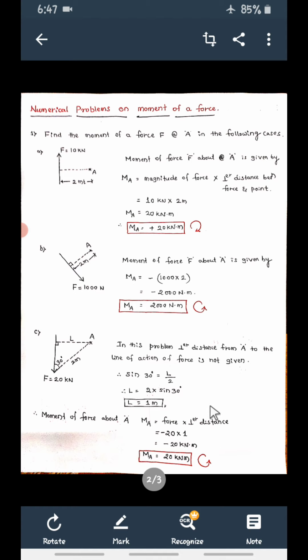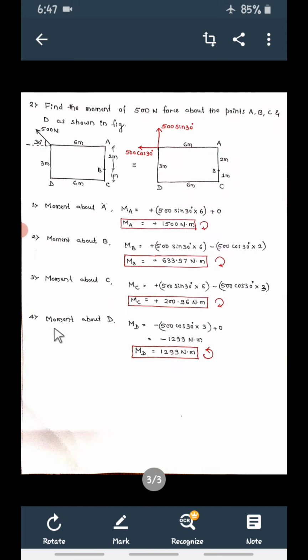So whenever you are calculating moment, force is required, and you have to write down the perpendicular distance between the force and where you are calculating the moment. Okay, next, one more problem we are going to take.